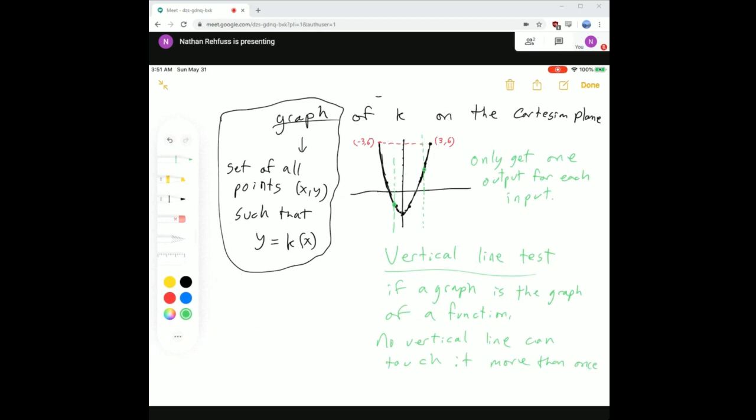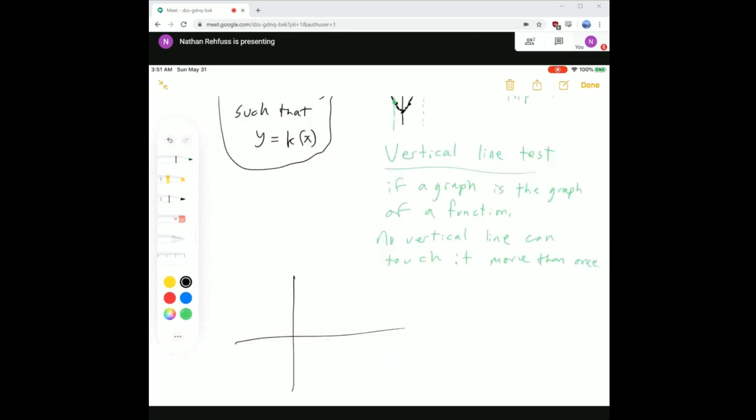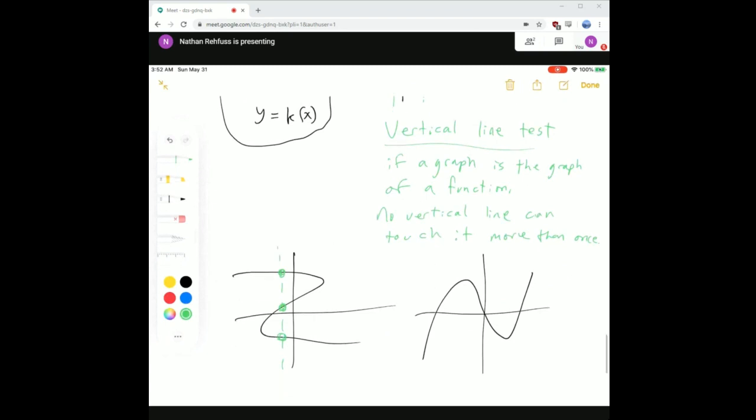So for example, here's one graph, here's another graph. This graph on the left, I found a vertical line that touches it more than once. In fact, it touches it 3 times. Even 2 would be enough to get us in trouble, but this one goes overboard. So this is not a function. But this one over here, no matter where I draw a vertical line, it'll never touch the graph more than once. So this is a function.